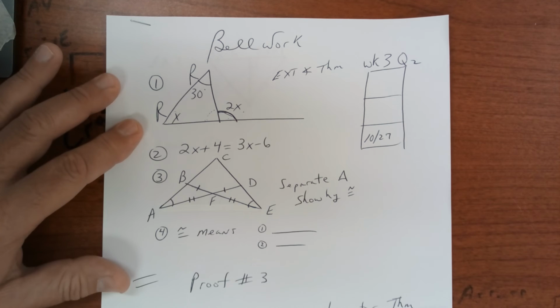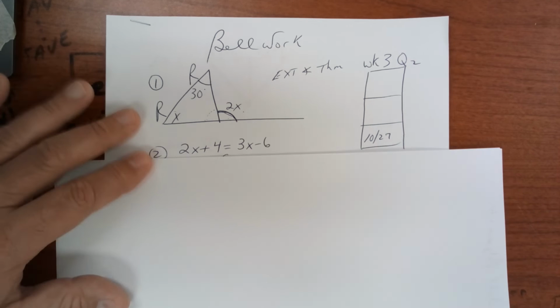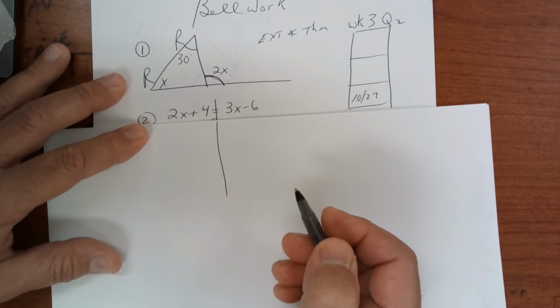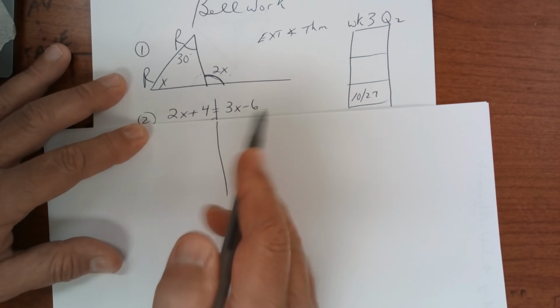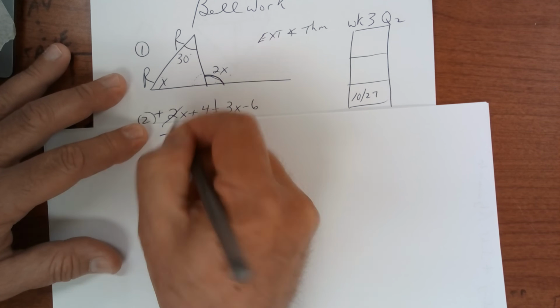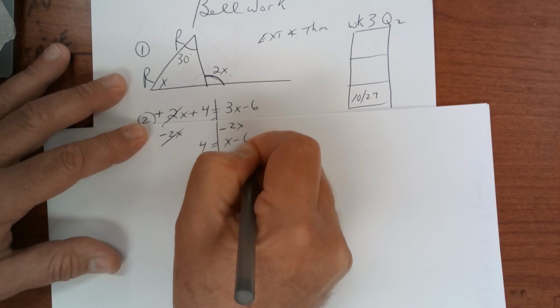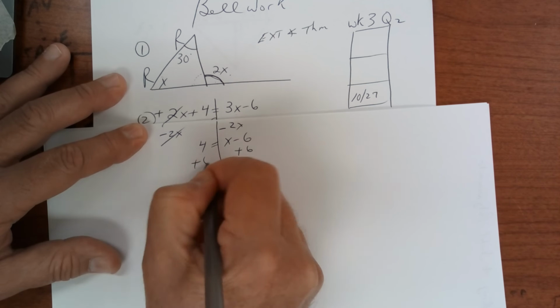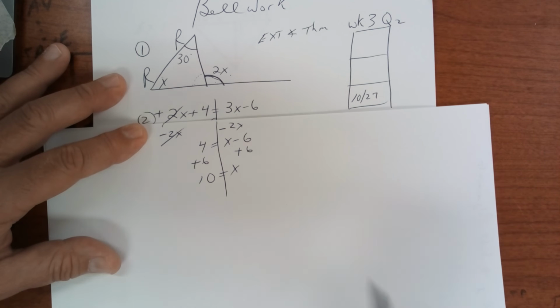This one right here is just a basic algebra equation. You have x's on both sides, so you're going to get rid of the smaller one, which is this one. So you're going to add 6 to both sides and get x equals 10. And that's how you do that.